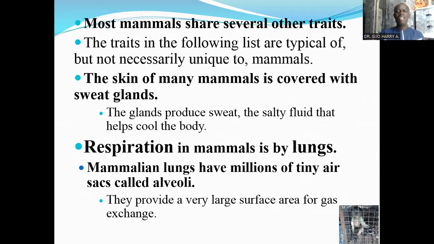Most mammals share several other traits. The traits in the following list are typical of, but not necessarily unique to, mammals. The skin of many mammals is covered with sweat glands. The glands produce sweat, a salty fluid that helps to cool the body. Mammals also carry out respiration through the lungs. Mammalian lungs have millions of tiny air sacs called alveoli. They provide a very large surface area for gas exchange.